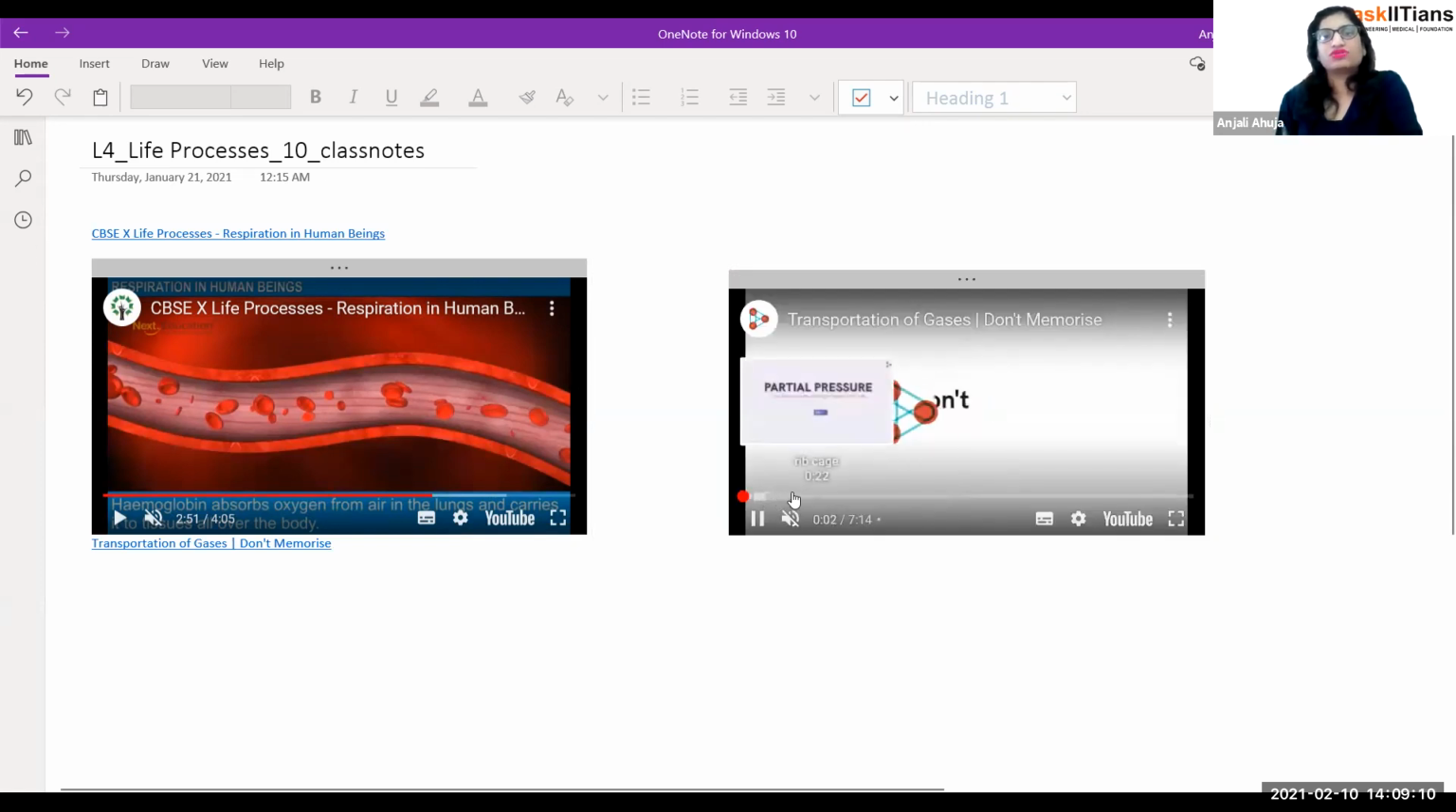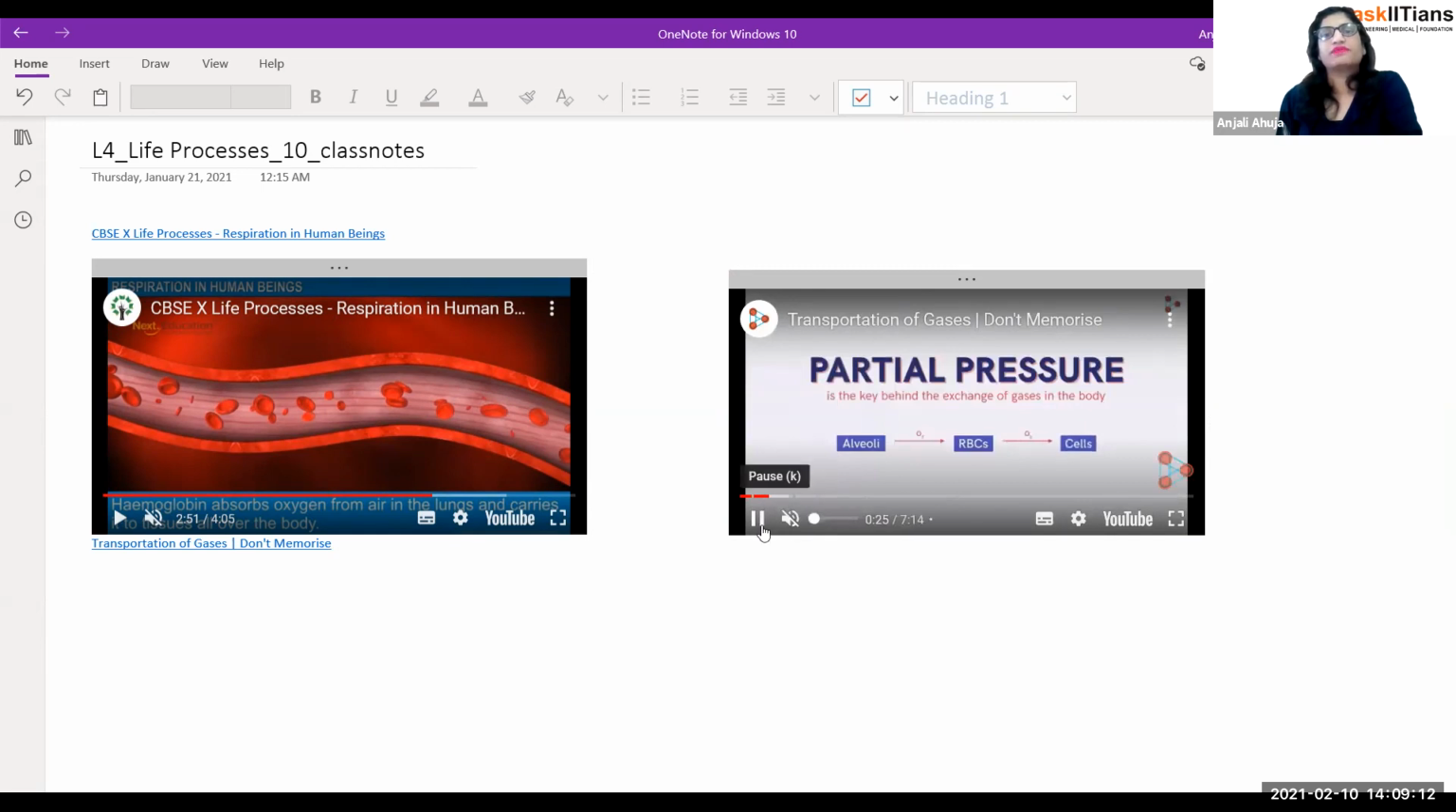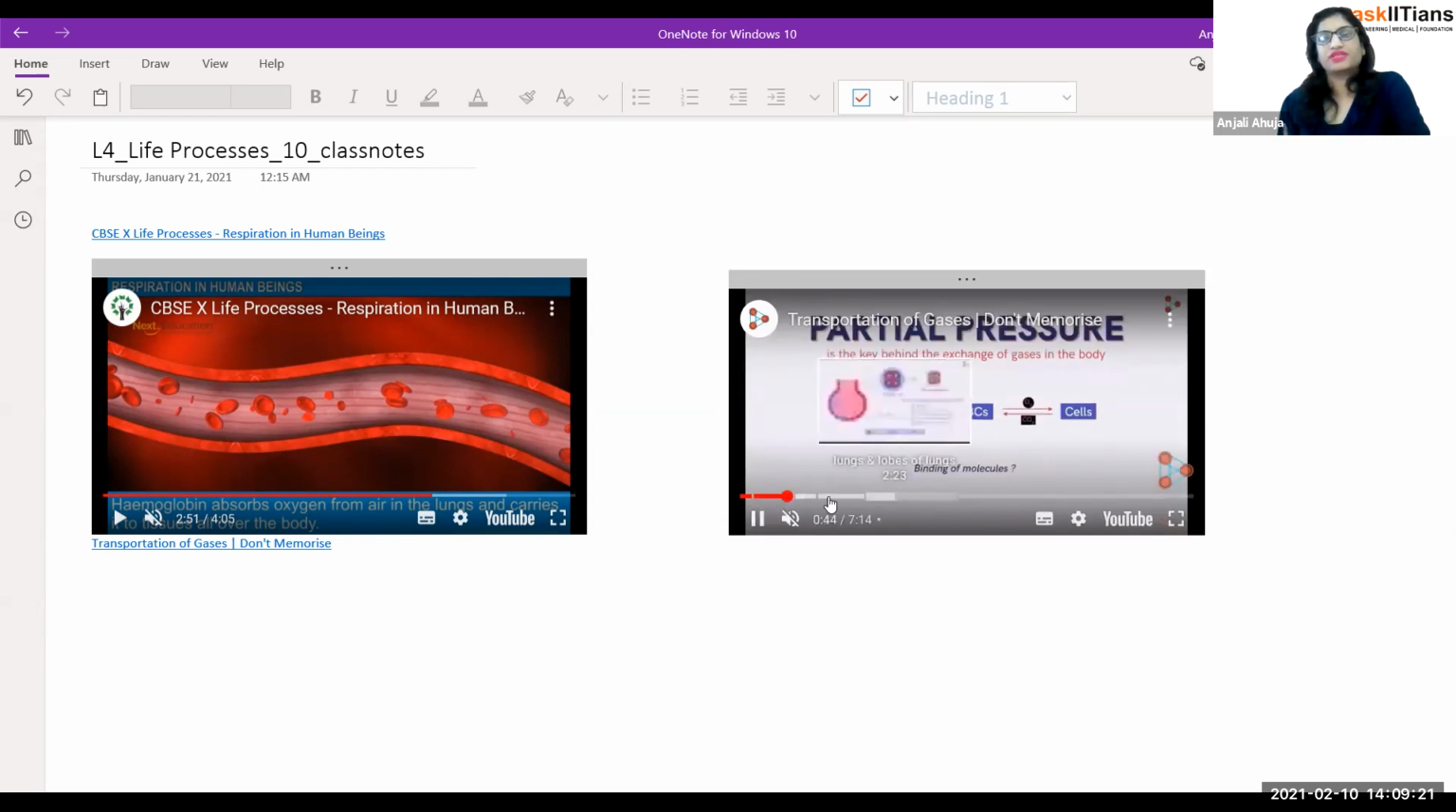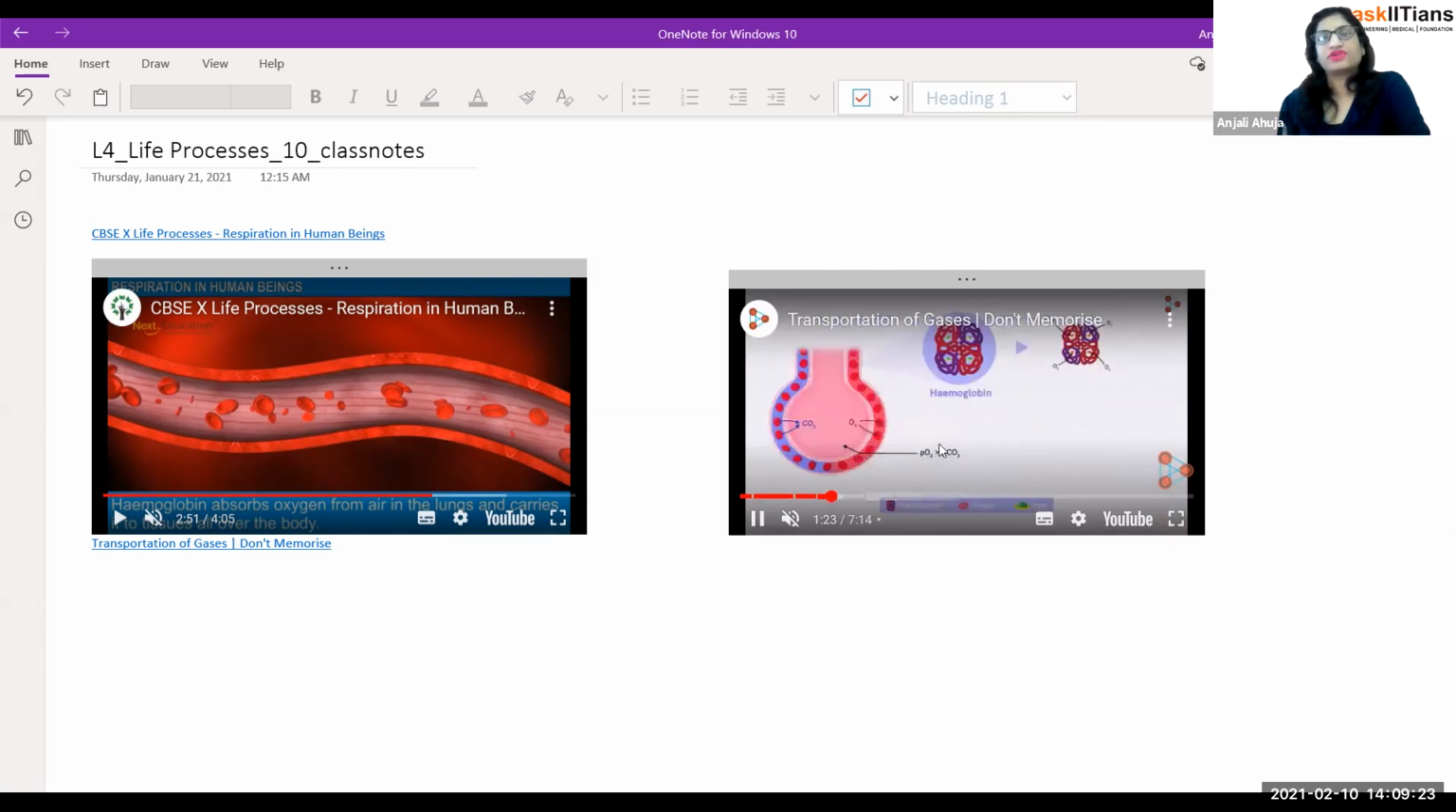So here they have shown the partial pressure, that partial pressure is the key behind the exchange of gases. It moves from high to low. Alveoli, RBC, and cells. If there is a high partial pressure, they'll be moving. And that's what I explained in this video. So hemoglobin will be making a complex with oxygen.